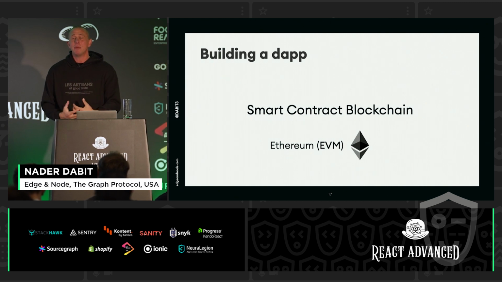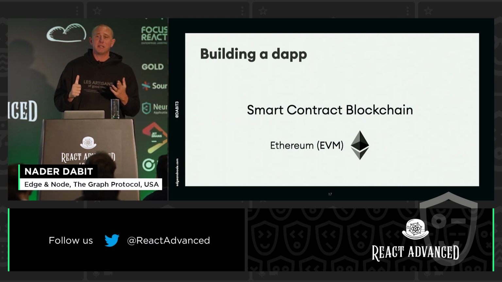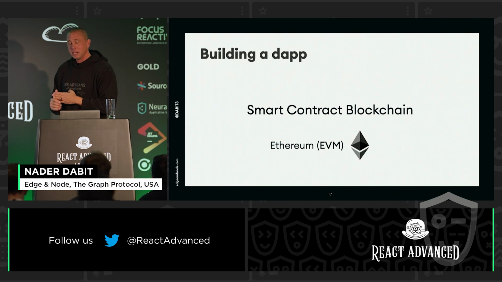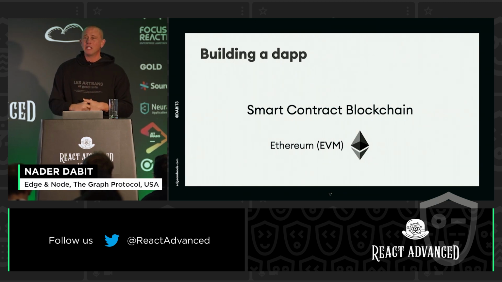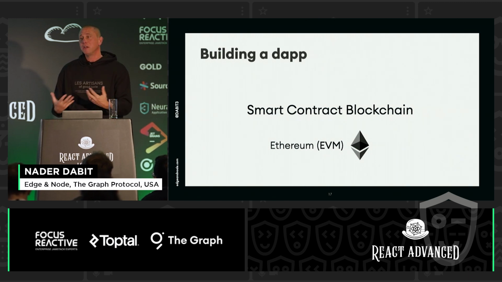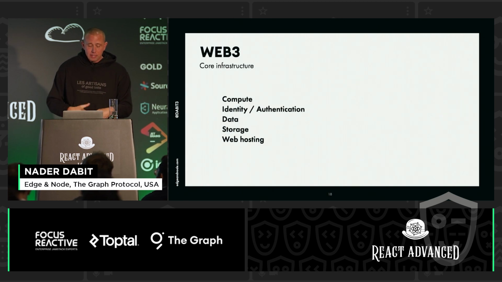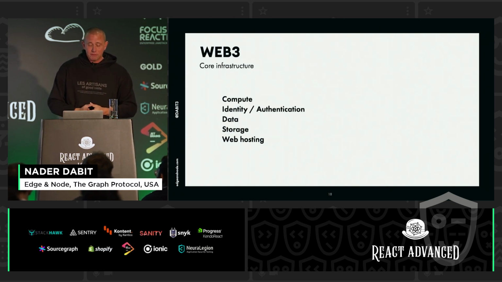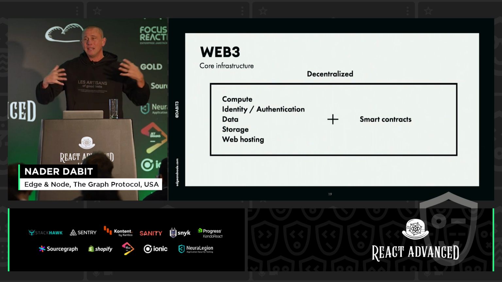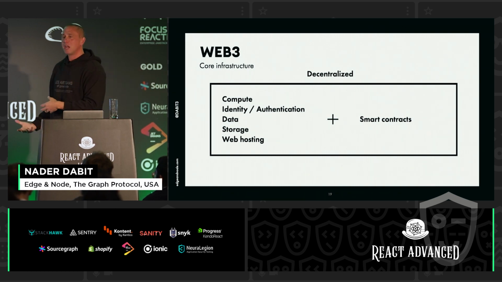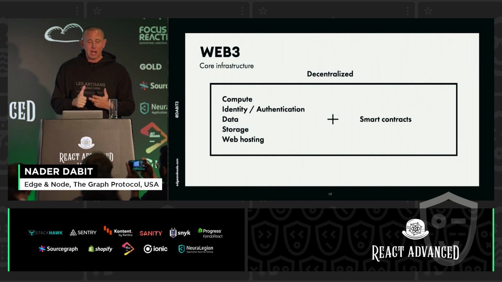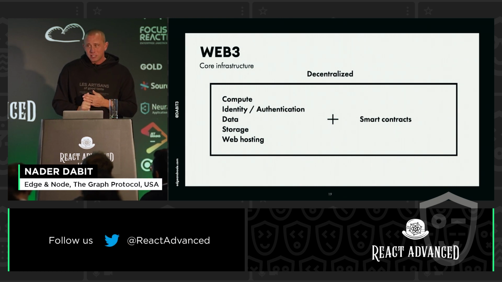If you learn EVM, you can write for Polygon, Optimism, Arbitrum, Ethereum, of course, but also Celo, Avalanche. There's like a dozen or so popular smart contract blockchains that you can build on once you learn EVM. So Web3 could be thought of as the typical infrastructure that we're used to, but decentralized, and we now have smart contracts. So we still need all of these things like compute, identity, data storage, web hosting, but we now have additional tools at our disposal that allow us to do more things.